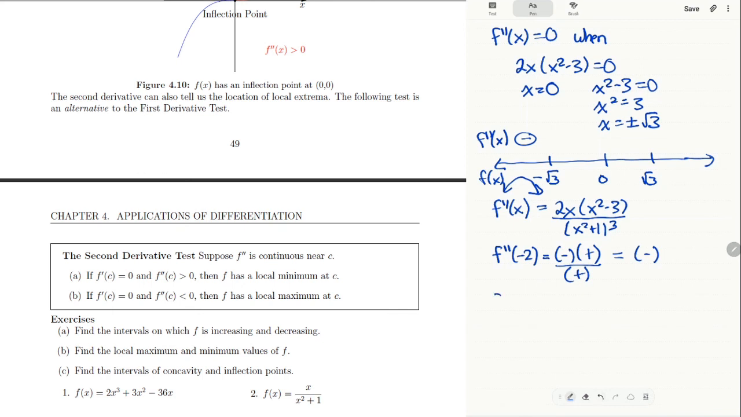Now let's choose a number between negative root 3 and 0. We have negative 1, for example. So if x is negative 1, we have a negative number times negative 1 squared is positive 1 minus 3, which will be negative, all over a positive number, and this will be a positive number. So the second derivative is positive on this interval, so it will be concave up.